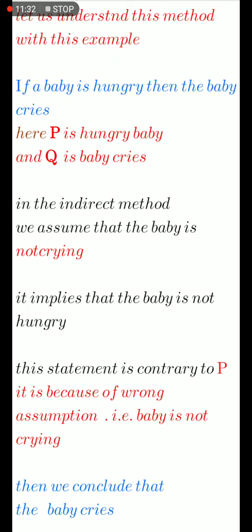We do not use P directly, we use P only for the contradictory data. We start with not Q and we proceed. We arrive at a contradiction and we conclude that the assumption was wrong, and we conclude that the original conclusion must be true.